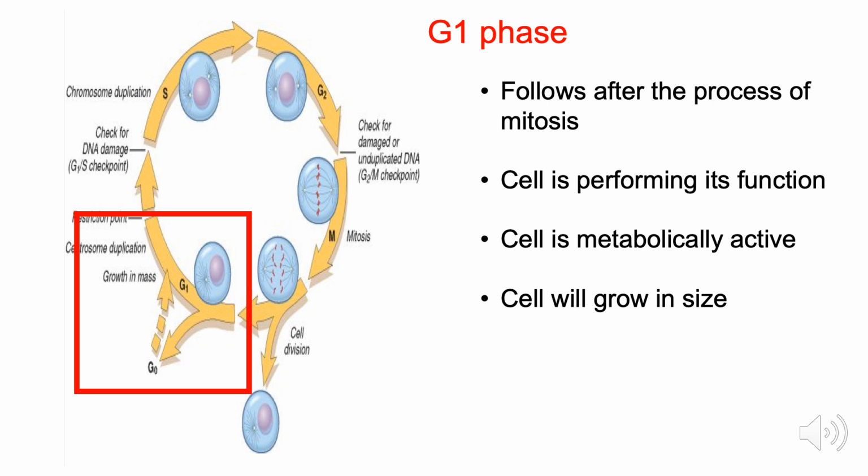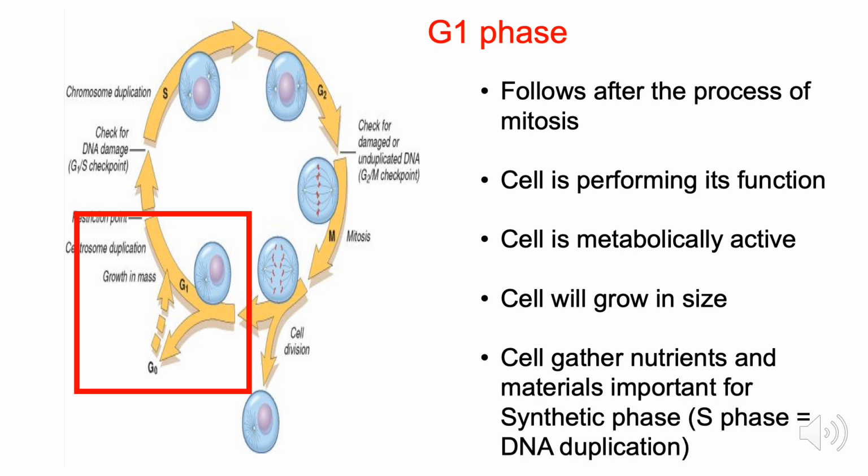Because it is at that stage that the cell will duplicate its chromosomes or DNA in preparation for another round of mitosis. So, to have the energy to duplicate its DNA or chromosomes, the cell in the G1 must gather all the nutrients and materials needed for the DNA to be duplicated at the S phase.